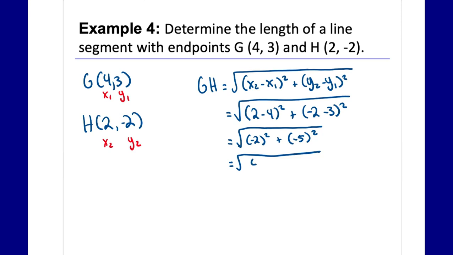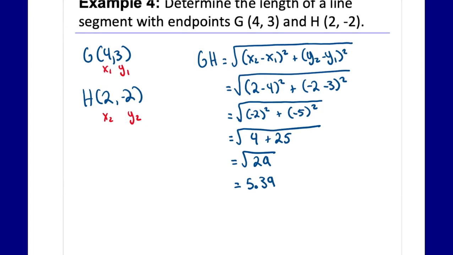So negative 2 squared is 4, plus 5 squared, which is 25. I end up with the square root of 29. That would be my exact value. I could leave it as that, or the square root of 29 gives me 5.39. That is rounded. So that is why we call the root one the exact value, because we don't worry about any rounding errors. But either way, the length of the line segment is 5.39.